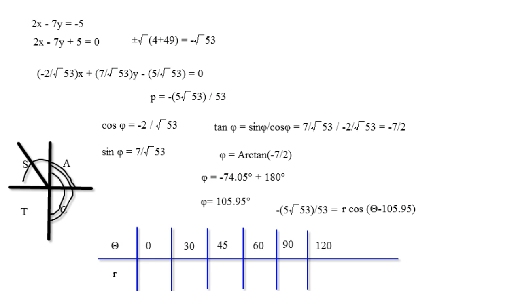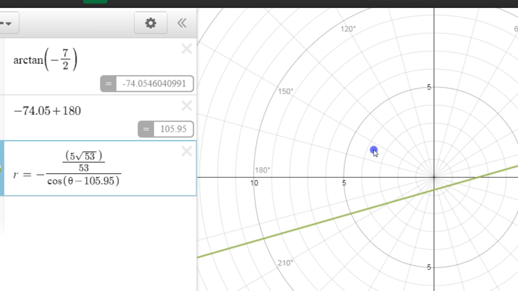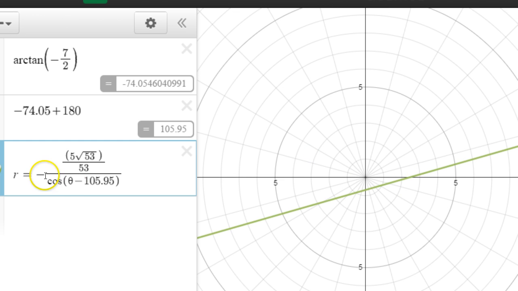If you'd like to learn how to graph it on Desmos, here's another one. And so here's the actual graph of the line. Now what I did was I made sure my graph was in degrees, and then I divided both sides by cosine of theta minus 105.95, and voila, you actually have your line.